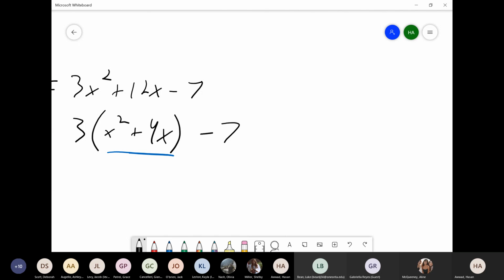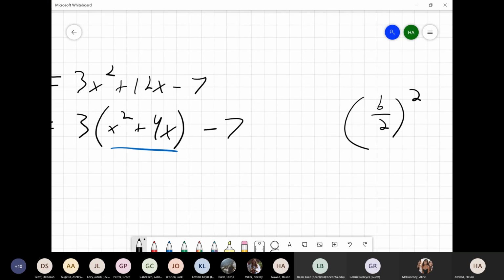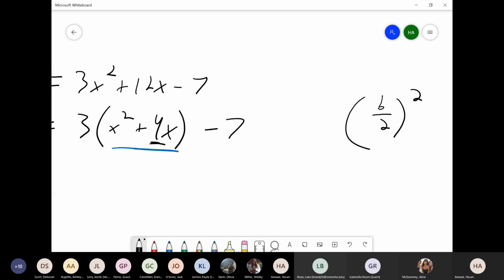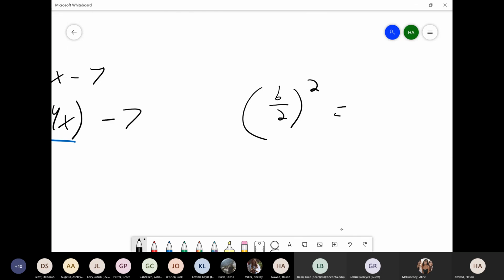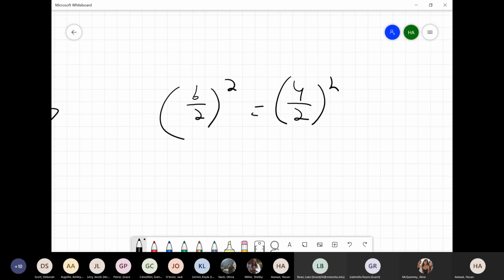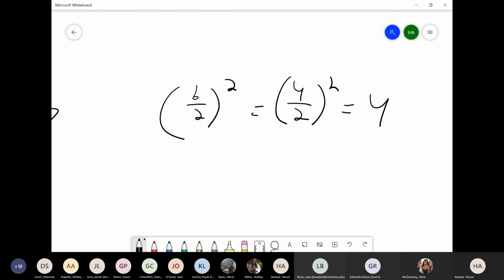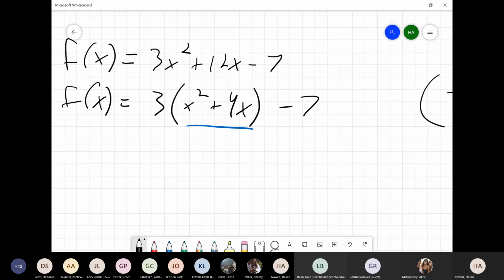So I'm going to come over here, and we already discussed that the tool that we need is b over 2 squared to complete the square. So my b is going to be the positive 4. So we plug positive 4 in, and that gives us 4 over 2 squared, which is 2 squared, which gives us 4 back. So that tells me that I want to add 4 and subtract 4 within the parentheses, because I want this 4 to be in there, but whatever I add, I also have to take away as well.